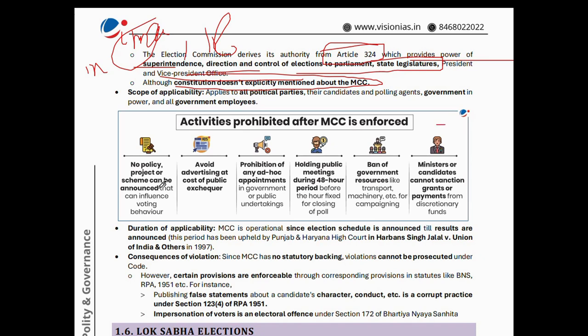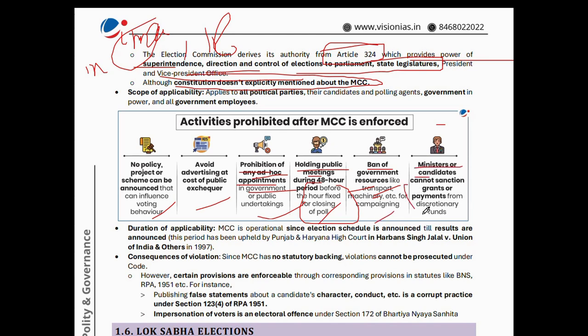Avoid advertising at the cost of the public exchequer. Prohibition of ad hoc appointments in government or public undertakings. Holding public meetings during the 48-hour period before the fixed close of polling. Ban on use of government resources like transport, machines, etc. A minister or candidate cannot sanction grants and payments from discretionary funds. This is all about the MCC.